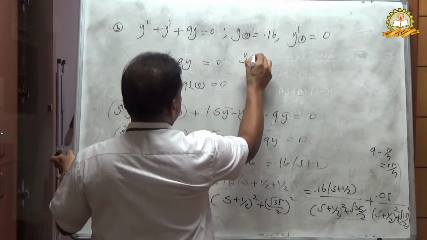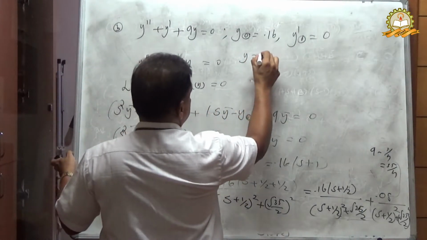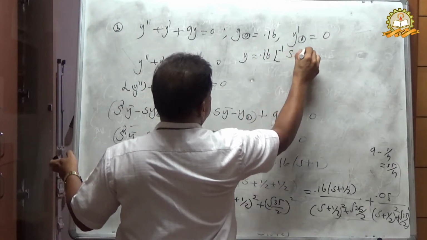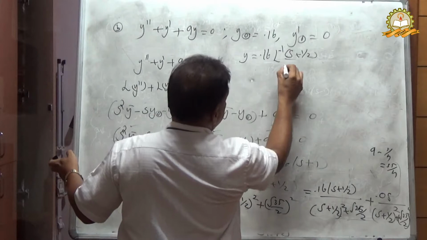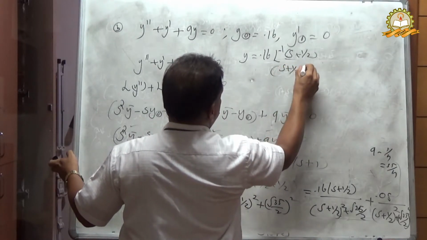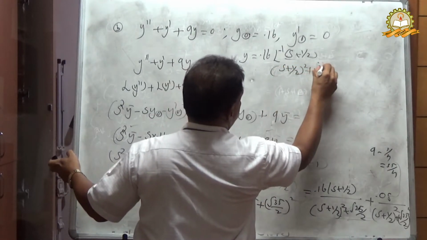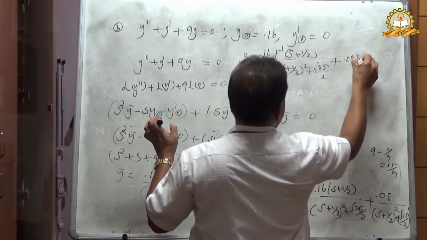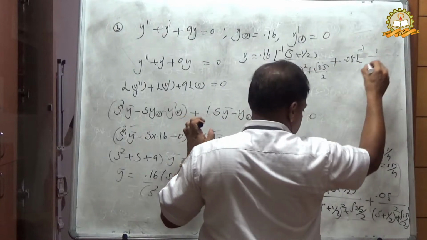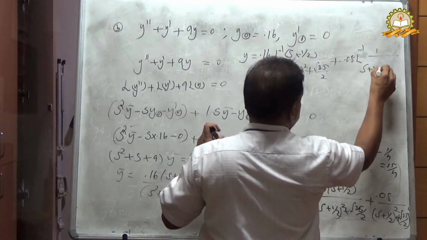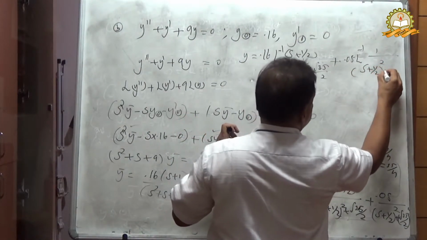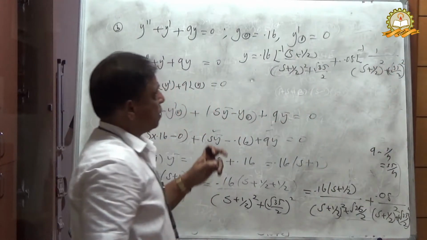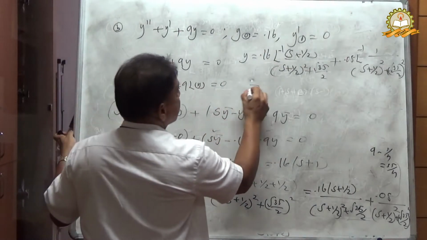Therefore, y is equal to L inverse of 0.16 into s plus 1 by 2 divided by s plus 1 by 2 the whole square plus root 35 by 2 the whole square, plus 0.08 L inverse of 1 by s plus 1 by 2 the whole square plus root 35 by 2 the whole square. It is split into two terms. Then this is the standard form.